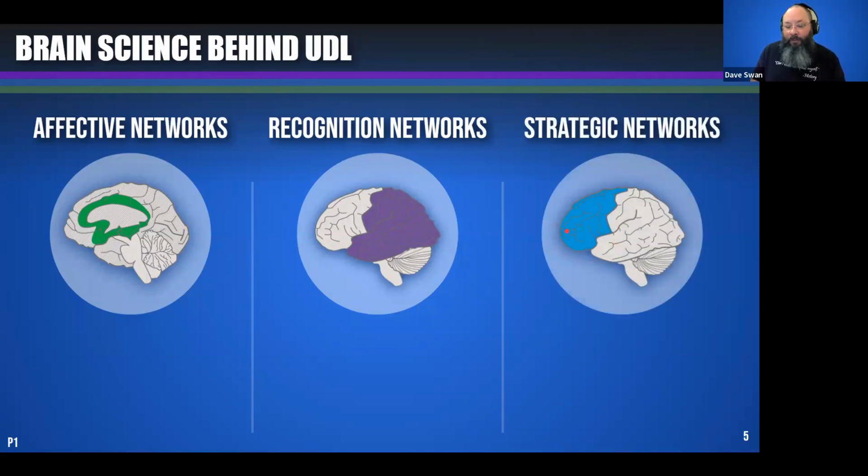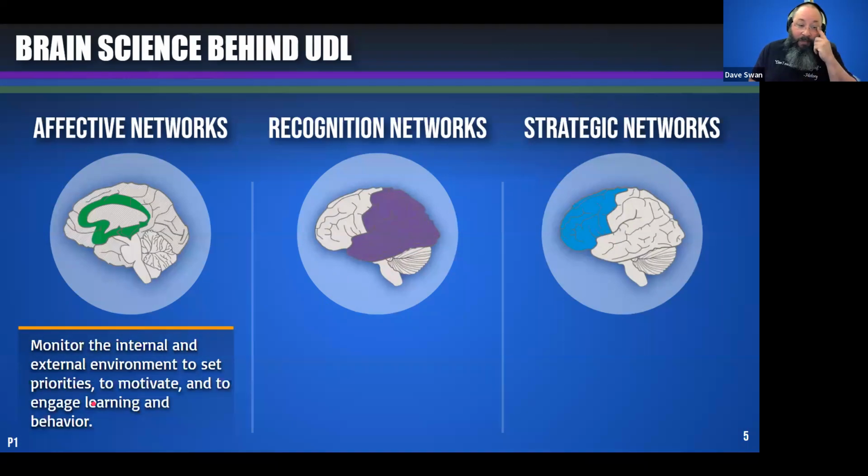And that's why those of us who've taught teenagers before refer to teenagers as having squishy frontal lobes, because some of the functions this controls is about judgment and so forth. So what does this really all mean? Well, to oversimplify, with the affective networks, it allows us to monitor the internal and external environments and to set priorities. It deals with motivation and also engaging in learning and learning behavior.